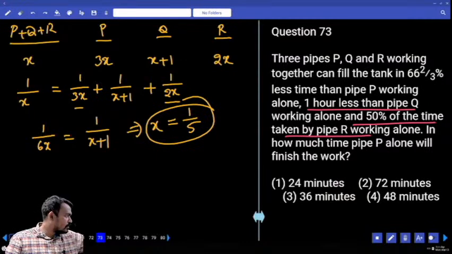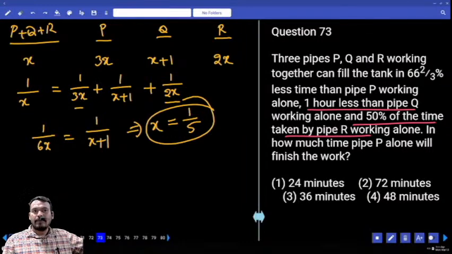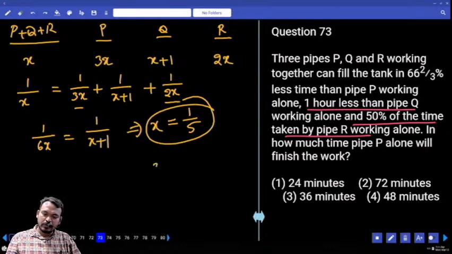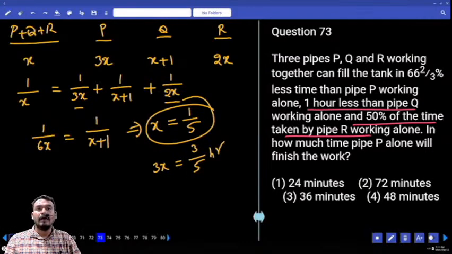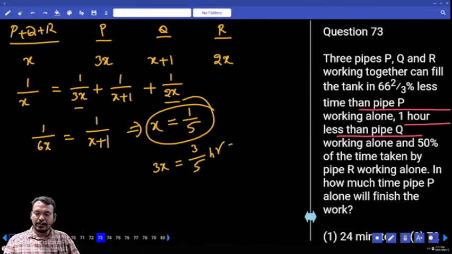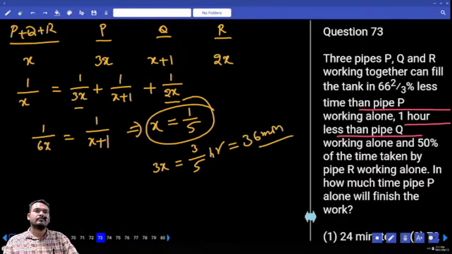1 by 6x equal to how much? 1 by x plus 1. Then 6x equal to x plus 1. 5x equal to 1. x equal to 1 by 5. But which value do we require? 3x value, or not? It is 3 by 5. Hours or minutes? Hours. 3/5 hour means how many minutes? 36 minutes, or not? x equal to 1/5 hour. 1/5 means 12 minutes, or not? 3x means 36 minutes, or not?